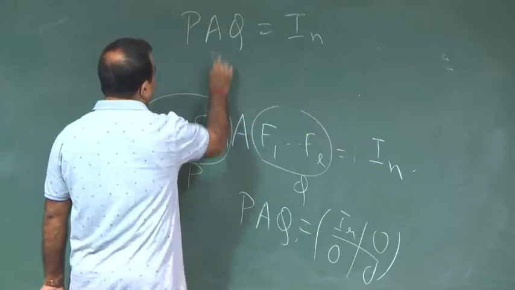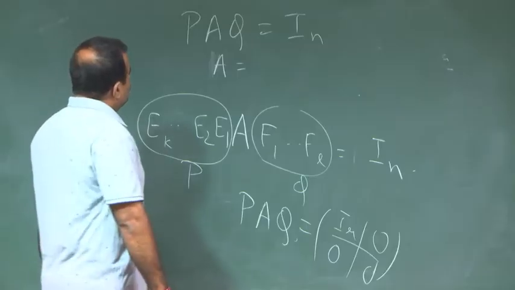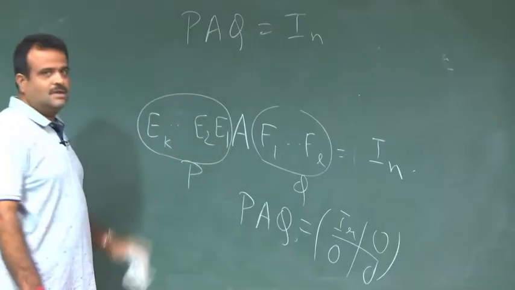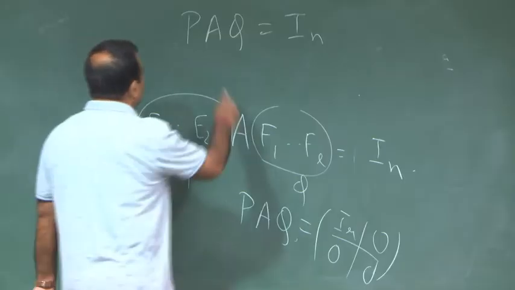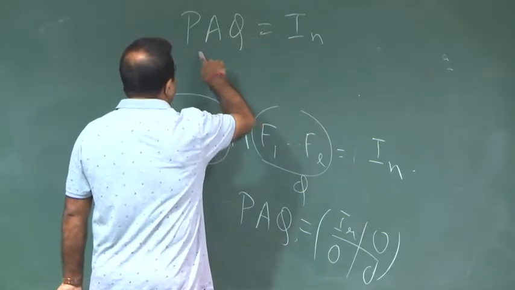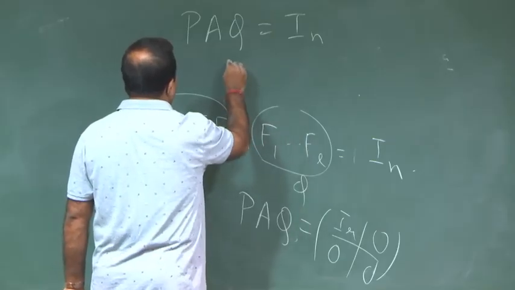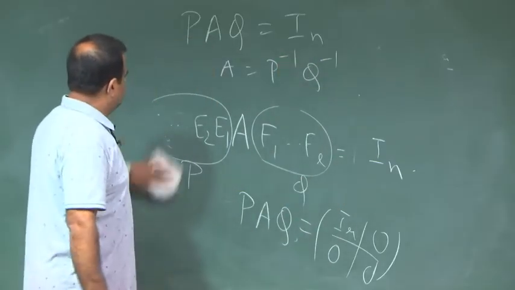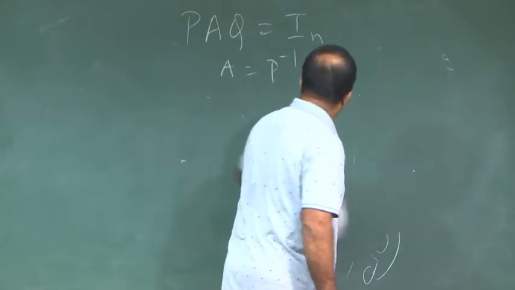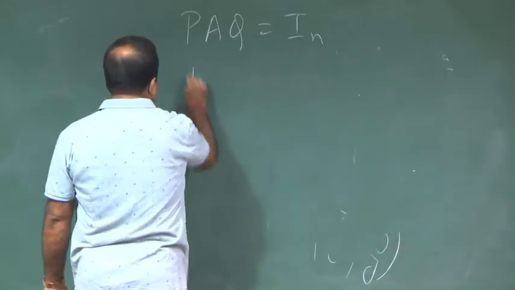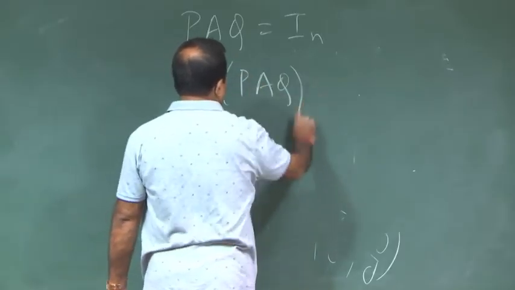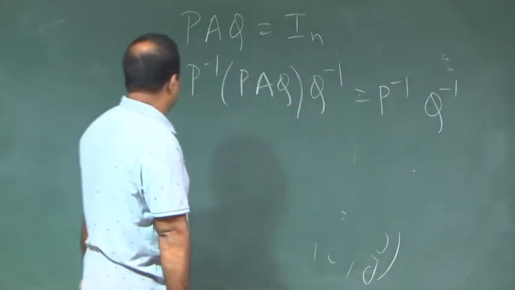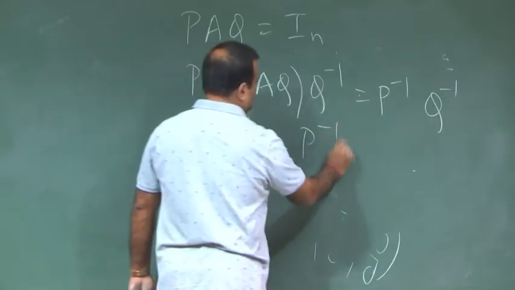So, actually I want to get the inverse of A. So, A inverse is nothing but, if you multiply P inverse on this side, then A is nothing but P inverse Q inverse, because if we multiply both sides by P inverse on the left and Q inverse on the right, PAQ becomes the identity matrix. So, this will give us A equal to P inverse Q inverse.